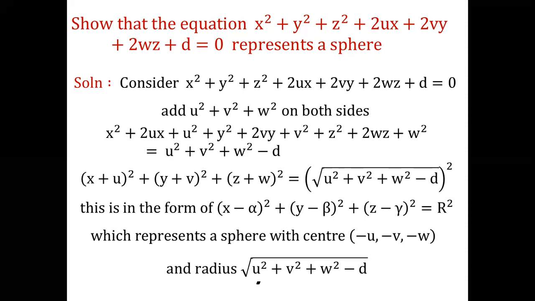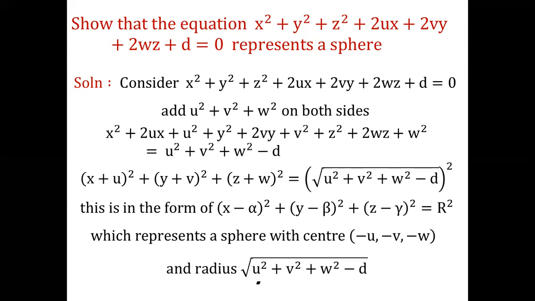So for that, consider this equation and add u² + v² + w² on both sides of the above equation. After rearrangement, we can write this as x² + 2ux + u² + y² + 2vy + v² + z² + 2wz + w² = u² + v² + w² − d. You can observe that in this equation, the terms are in the (a + b)² form.